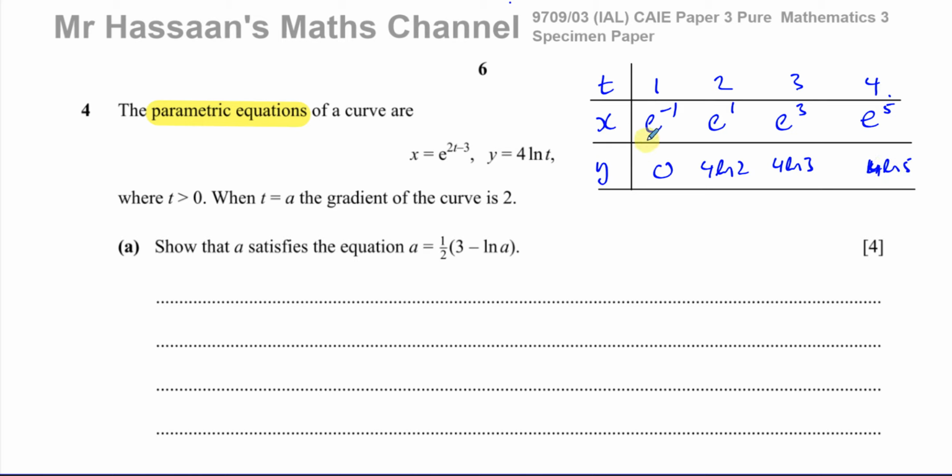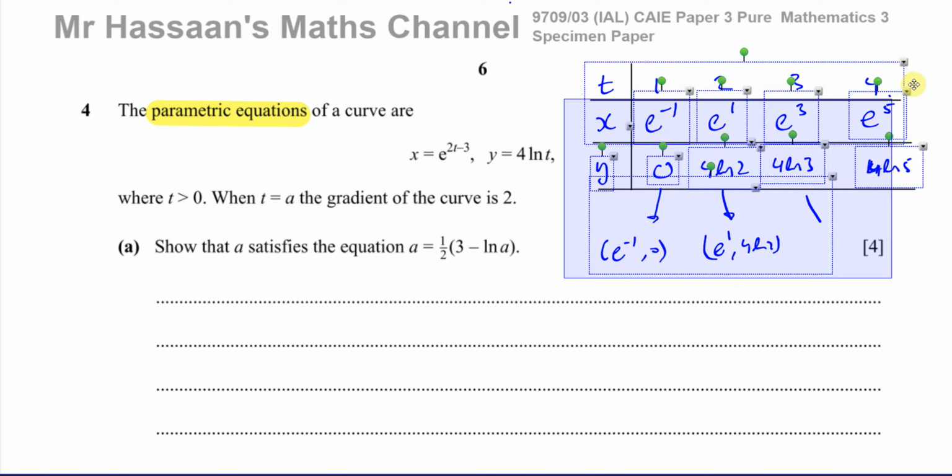So you have now these values that you could plot. You could plot e to the power of minus 1 against 0, e to the power of 1 against 4 ln 2, and so on. So you get pairs of values which you can then plot. So that's how you would plot a parametric curve.